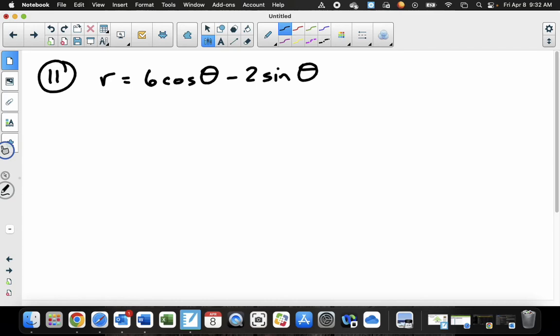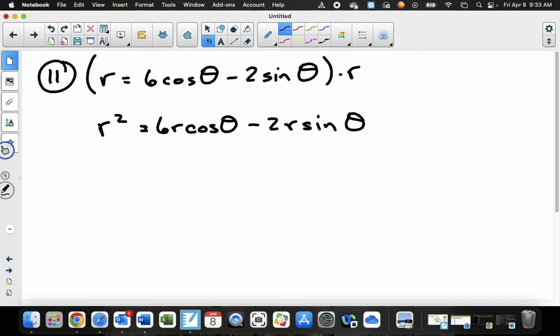Here's why multiplying everything by r is probably the best idea. How can you use r? Here I'm going to get an r squared then, which I can substitute. Here I'm going to get an r cosine theta, which I can then substitute. And here I'll end up with an r sine theta, which I can substitute. So in one step, if I take this whole thing and multiply by r, we end up with r squared equal to 6r cosine theta minus 2r sine theta.